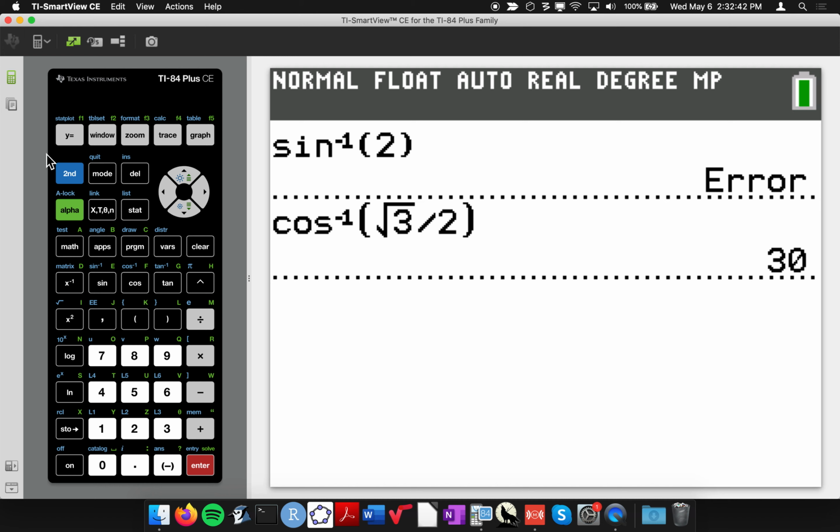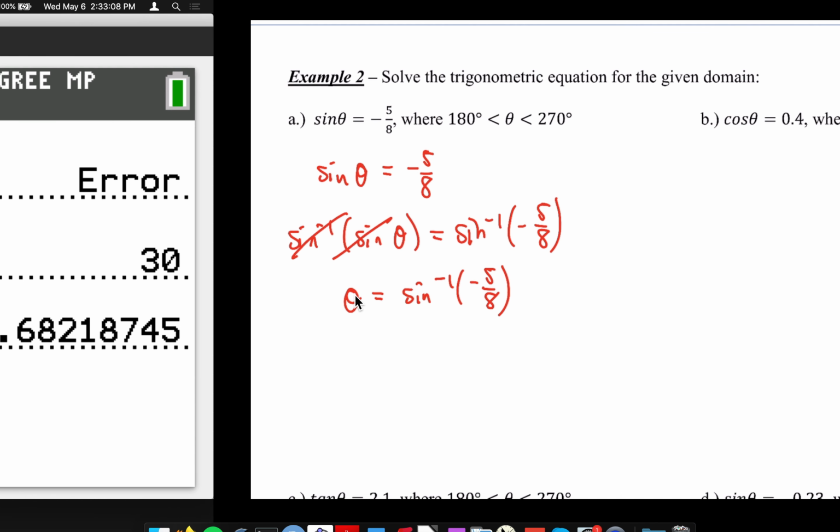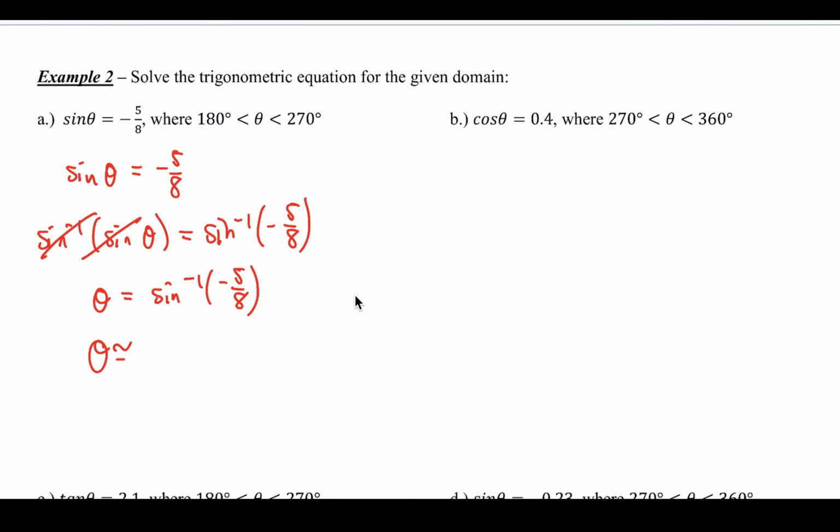Do what is the inverse sine, okay, of negative 5 over 8. Of negative 5, oh, I typed minus. Make sure you use this key. Negative 5 over 8. All right. And what you get is negative 38.68. So let's say negative 38.7 degrees. Okay. So what I got was theta is about negative 38.7 degrees. Now notice, this is the correct answer.